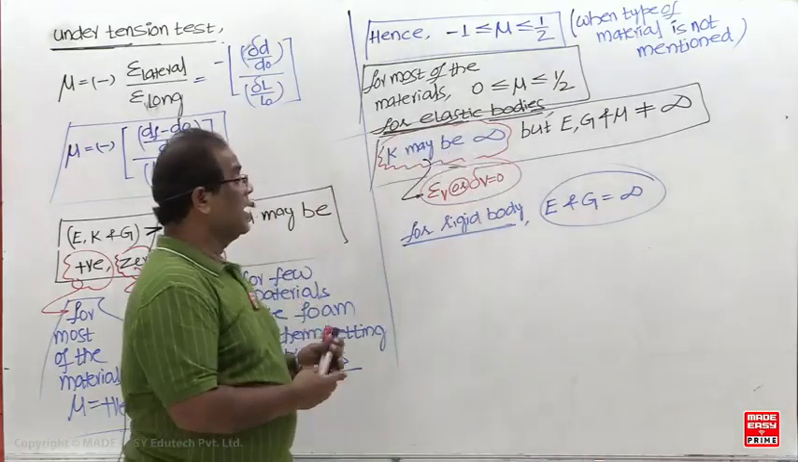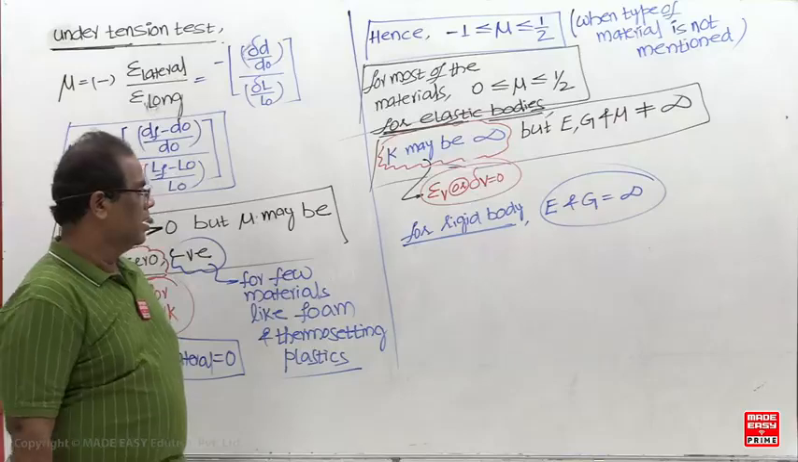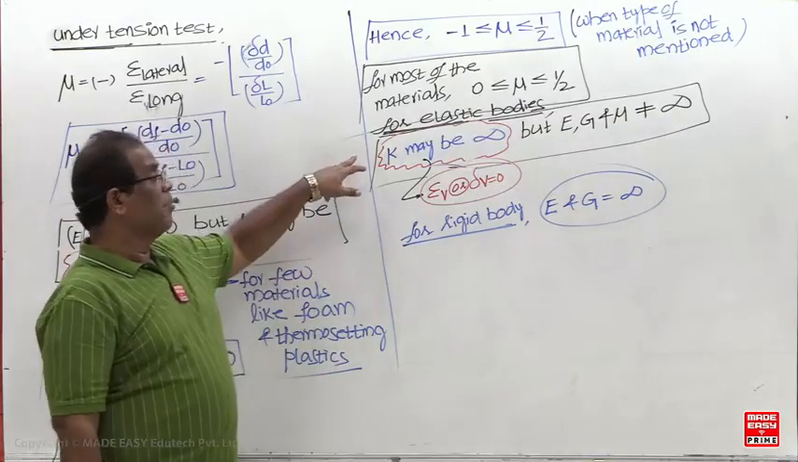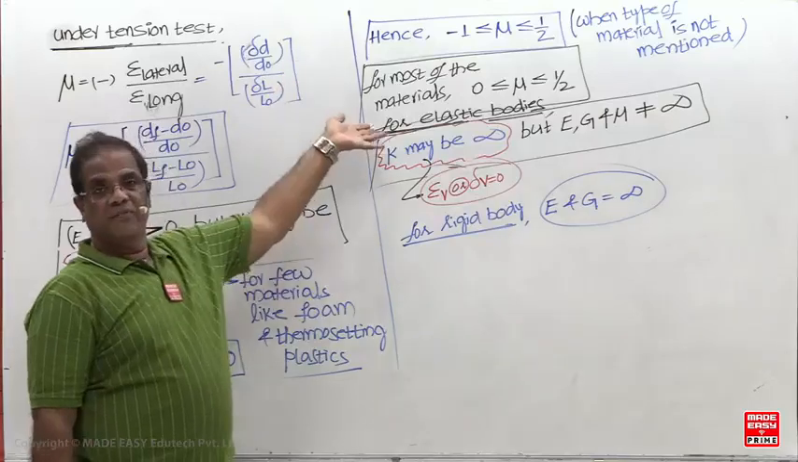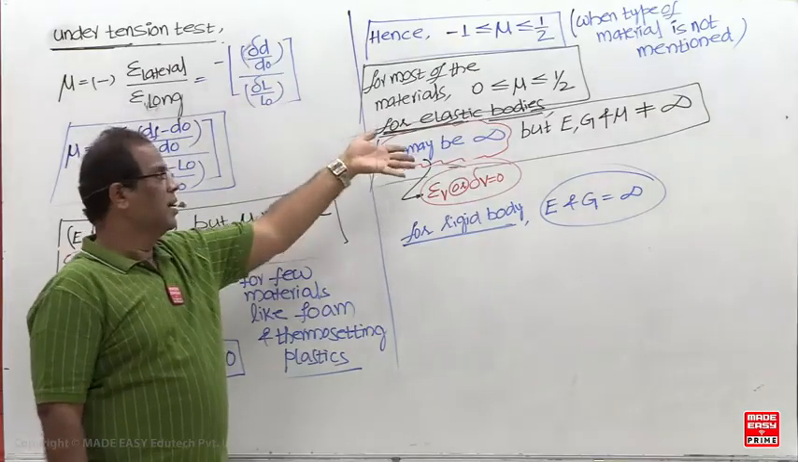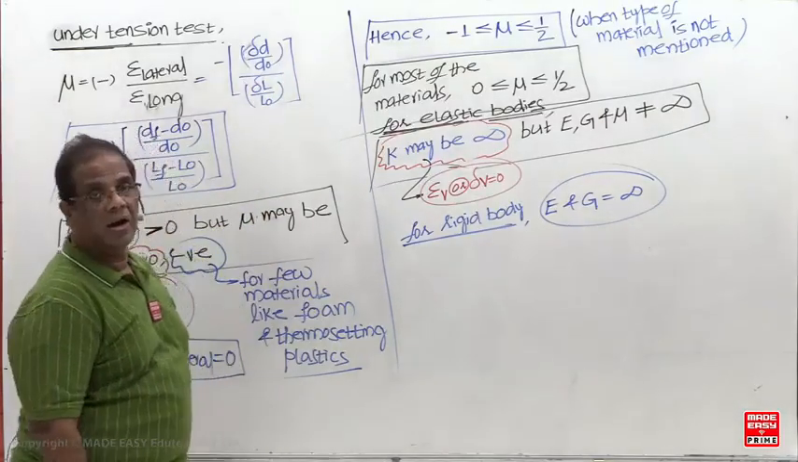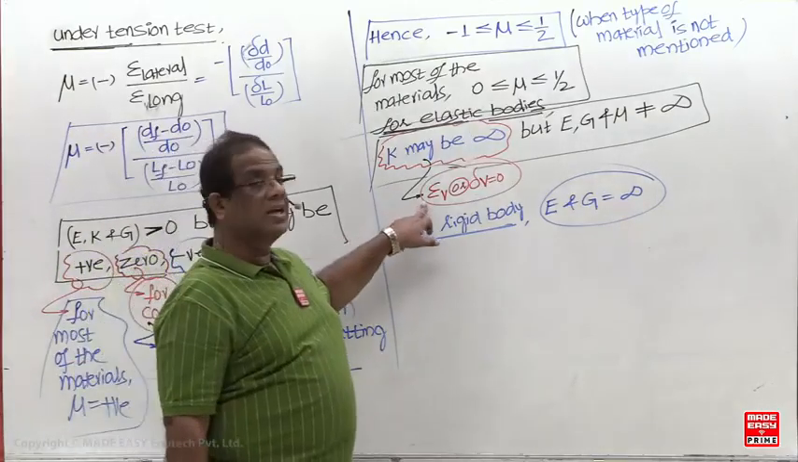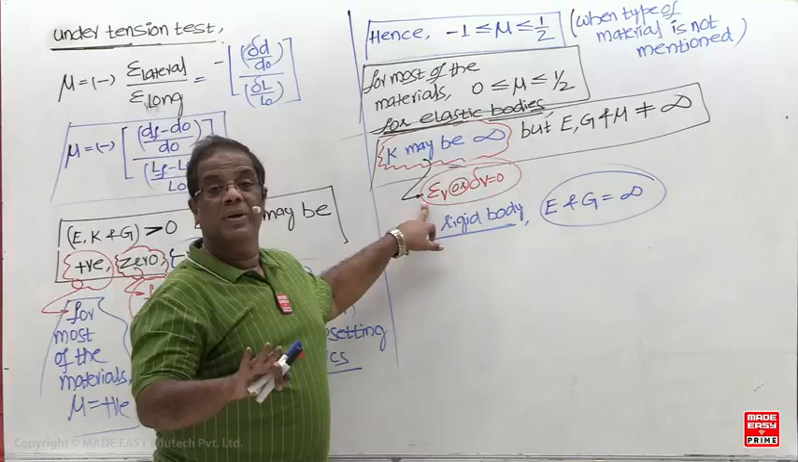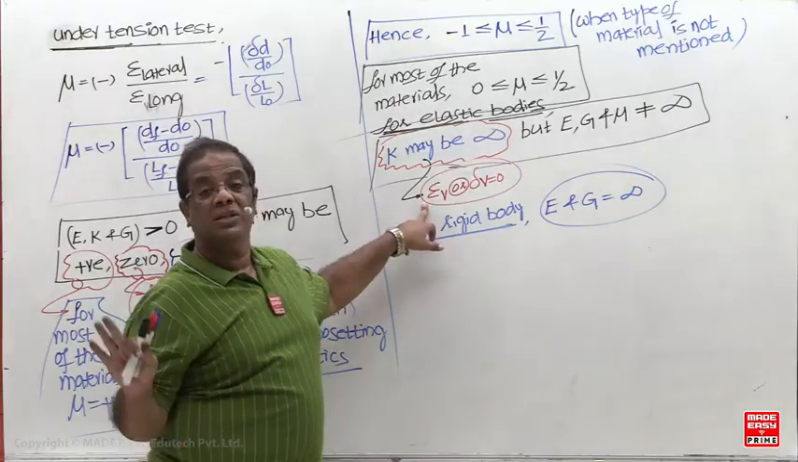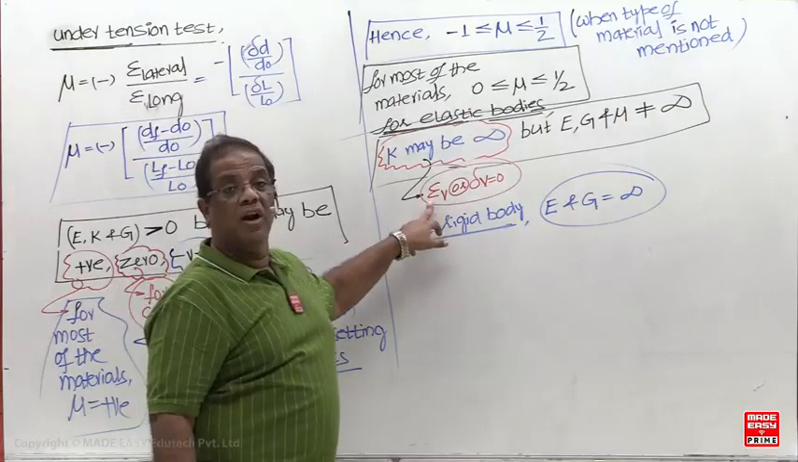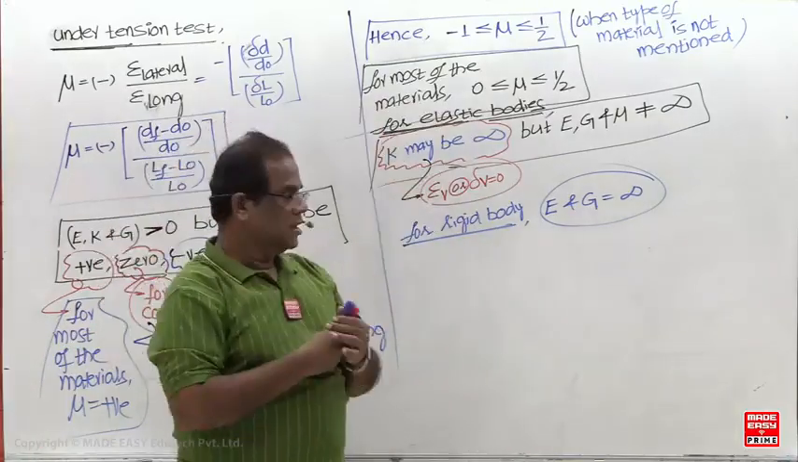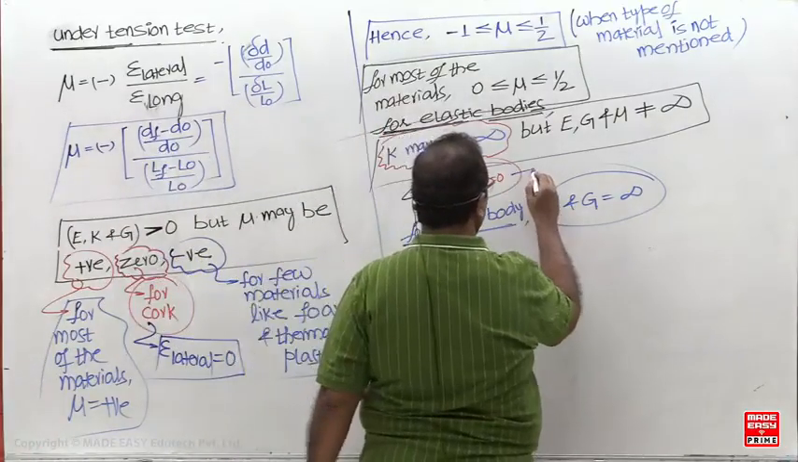For a rigid body, E and G are infinity. But for deformable bodies, K may become infinity, while E, G and mu are not infinity. Here, change in volume is 0 means what? Are the change in dimensions 0 or non-zero? Change in volume is 0 means change in dimensions are not 0.